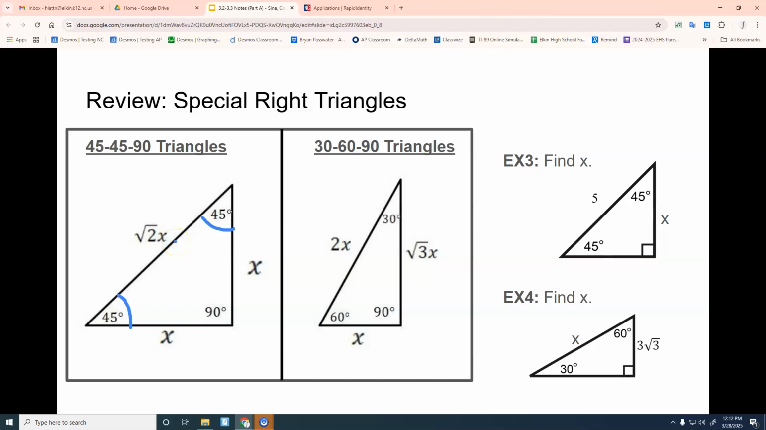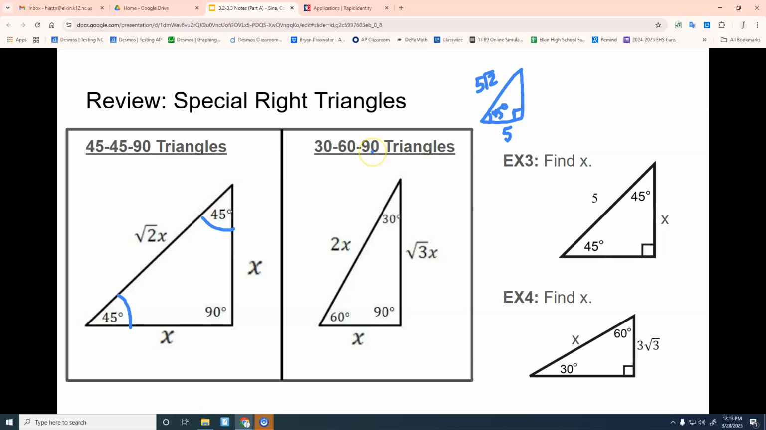So if you were to see a problem on the ACT or something, and they just gave you something like this, 45 degrees, right triangle, 5 right here, you would say this is 5 square root of 2, and you would be able to answer it in seconds and move on, right? I don't know if you ran into one of those or not, but it could have been helpful there.